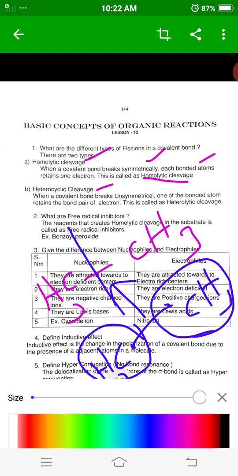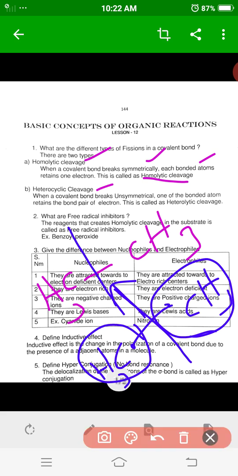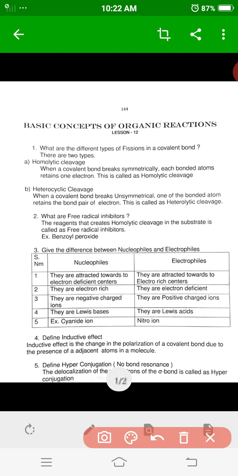The bond is equally separated, the covalent bond is removed and breaks down. So the symmetrical breakdown of the covalent bond is called homolytic cleavage. Next, students, heterolytic cleavage.